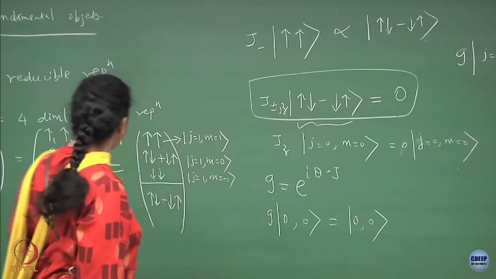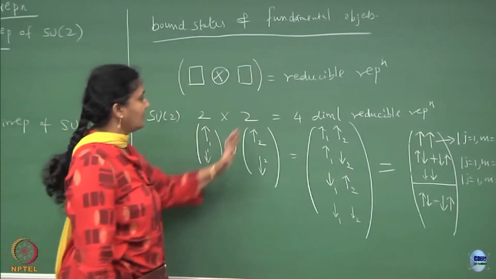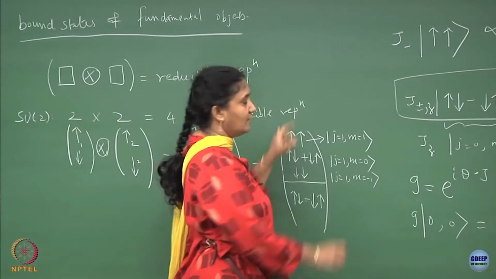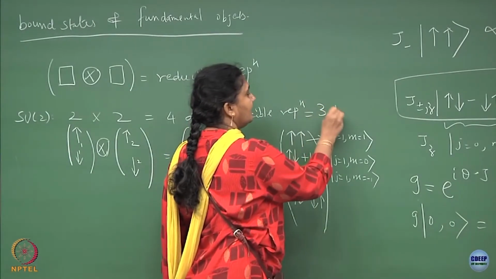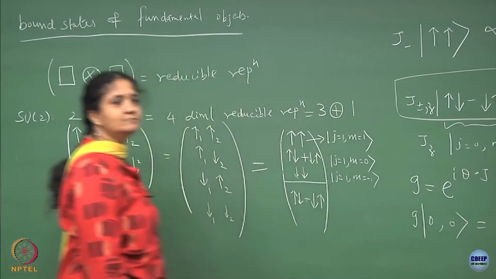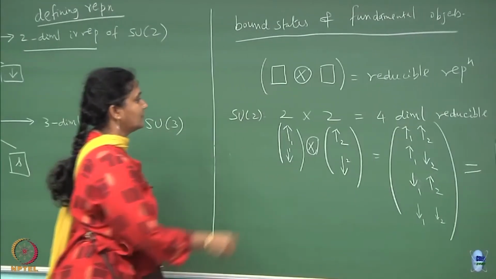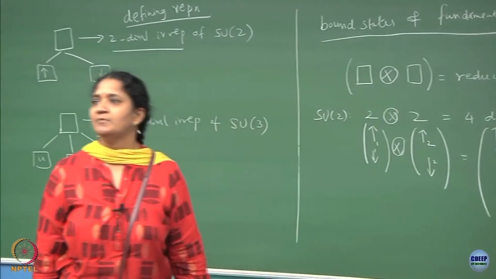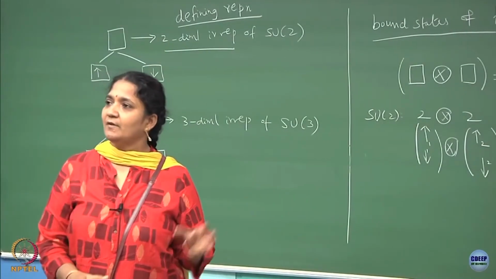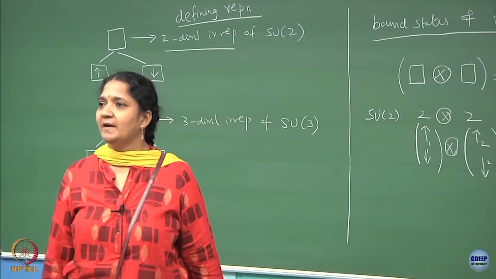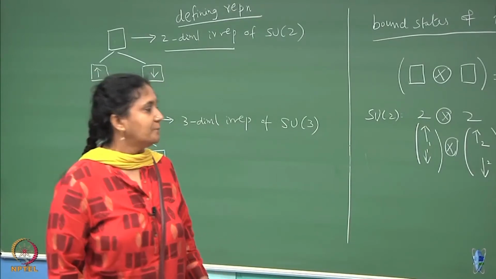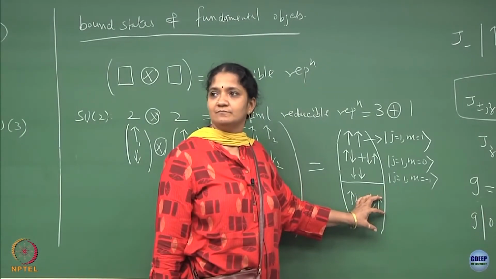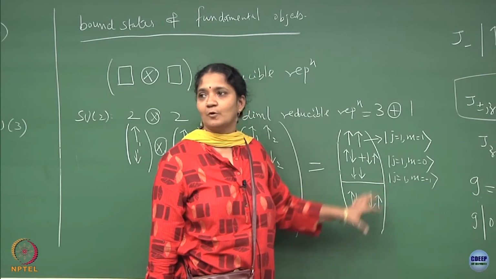Okay. So, this is what you would have fancily written in this notation, that the 4-dimensional reducible representation is actually 3 plus 1. So, this one is the tensor product of two 2-dimensional defining representations, which ends up getting you a 3-dimensional irreducible representation plus a 1-dimensional irreducible representation, right. So, this is what you would have done.